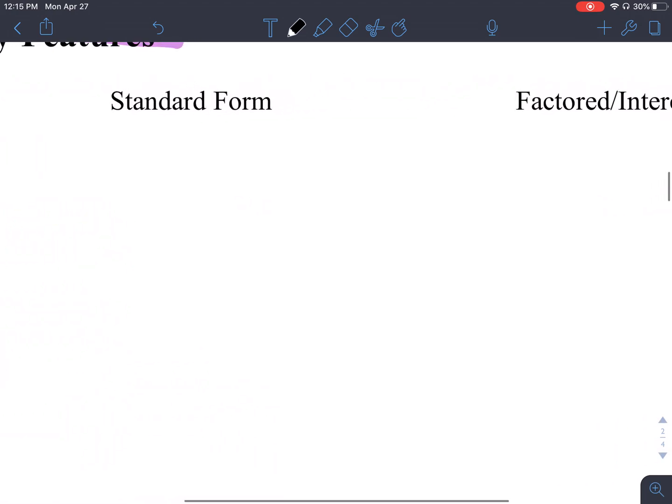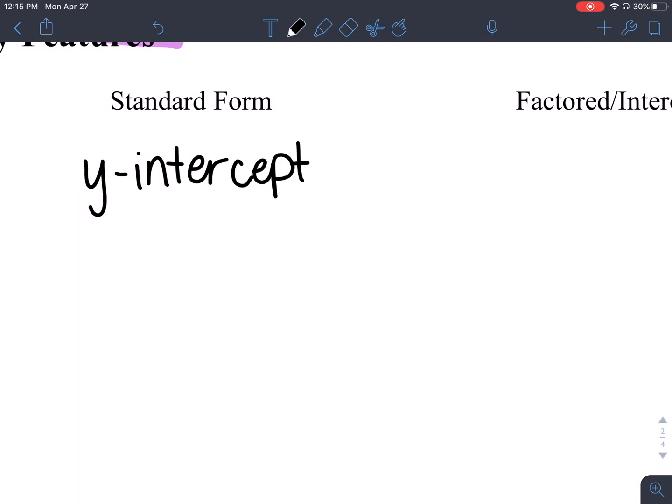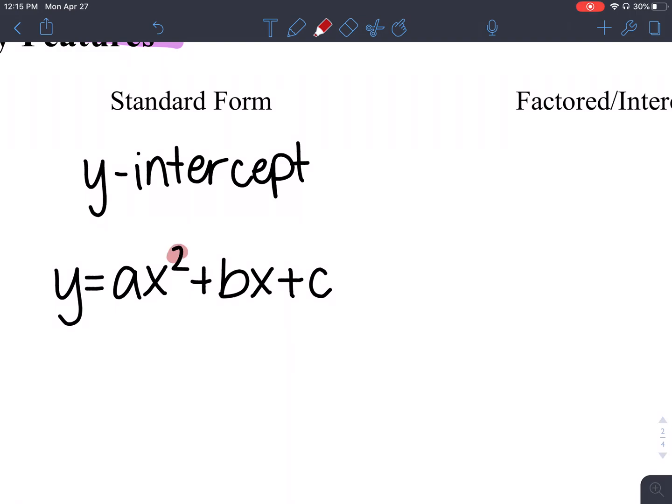Standard form can tell us easily our y-intercept. So standard form is highest to lowest exponent. Since we're dealing with quadratics, that highest exponent should be a x squared, which you can see right there. And then our y-intercept is actually just our c, or our constant.